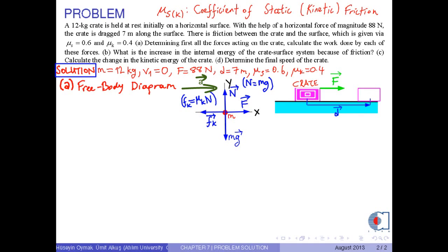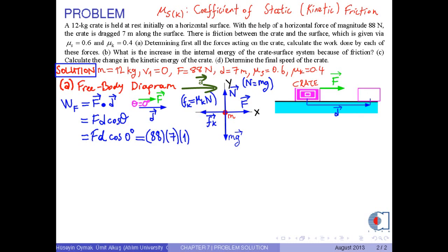The work done by F is calculated by the formula F dot d. Since the angle between F and d is 0, then with the corresponding values, we obtain 616 joules.